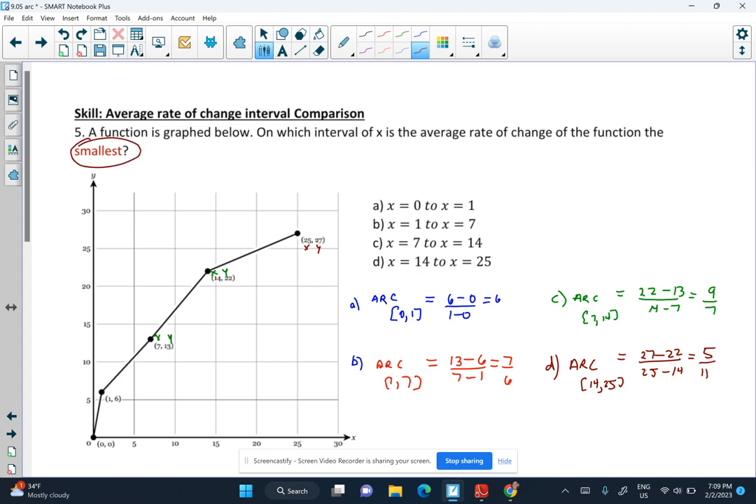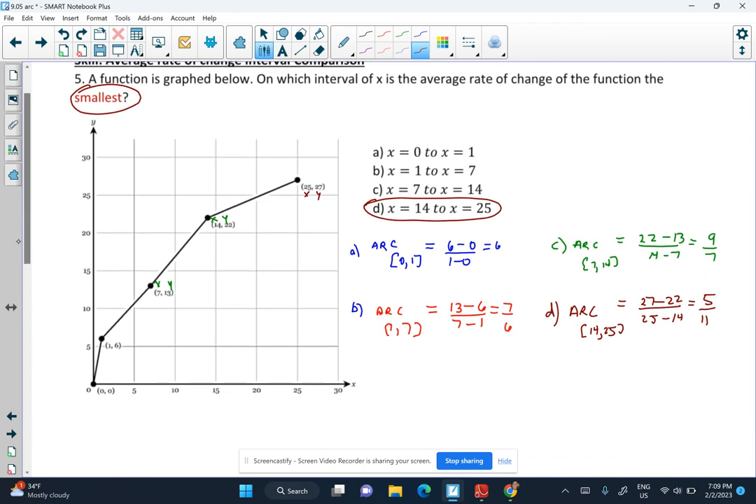And they want which is the smallest. So which one of these numbers is smallest? Well, 6 is largest. 7 over 6 is slightly over 1. 9 over 7 is slightly over 1. It's choice D, because that's the smallest. Now, you may have been able to tell visually, because from 14 to 22 it's very apparent that it's a much less steep slope. But sometimes you can't tell just by looking at it, and you really have to calculate it algebraically.